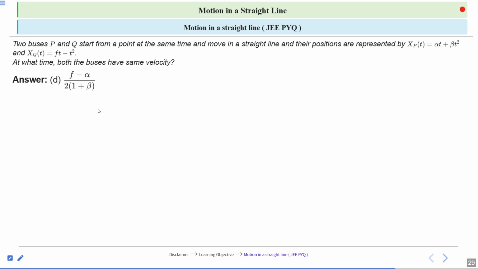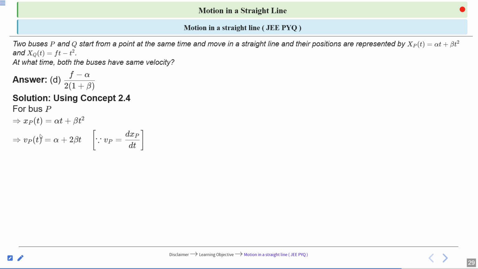Correct option is D, (f minus alpha) divided by 2 into (1 plus beta). Solution using concept 2.4. So if we talk about bus P, x_P of t is equal to alpha t plus half beta t square. This is the position of bus P. And the velocity becomes v_P of t is equal to alpha plus 2 beta t, after differentiation of x with respect to t.